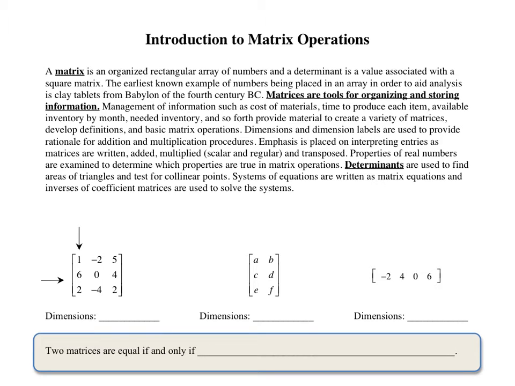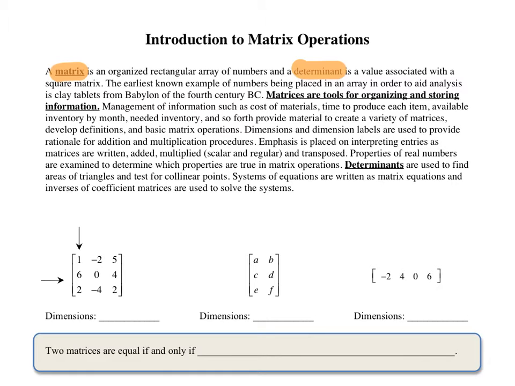We start this unit on matrices, talking about just basic operations, adding, subtracting, multiplying by what we call a scalar. Here in this first paragraph, we have a matrix is an organized rectangular array of numbers, and a determinant is the value associated with a square matrix. Determinants we talk about in another lesson.